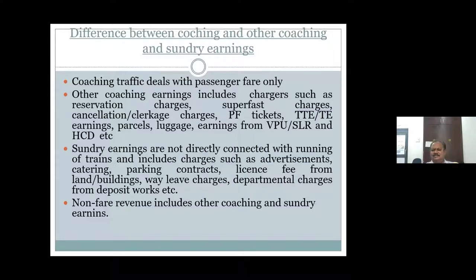There is a separate directorate looking after the non-fare revenue in Indian Railways. Barely this non-fare revenue comes to 7 to 8% only, not more than that, whereas in advanced countries like Japan it is probably 30-33%. So the Board wanted to increase the non-fare revenue, that is the coaching and sundry earnings. They have set up a separate department looking after how to increase the other coaching and sundry earnings. These are basically the items that come under coaching, other coaching and sundry earnings.